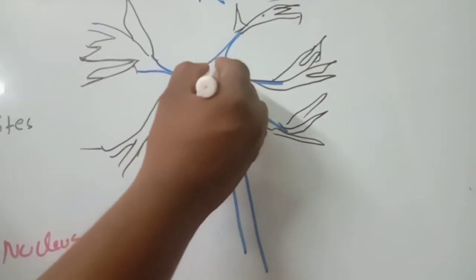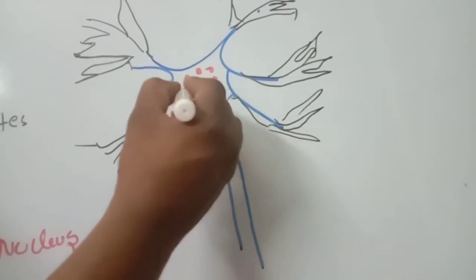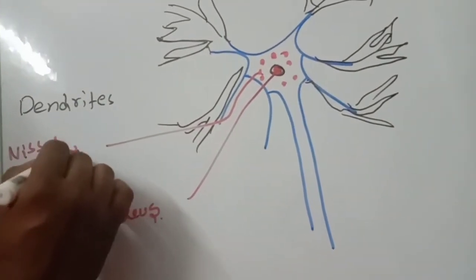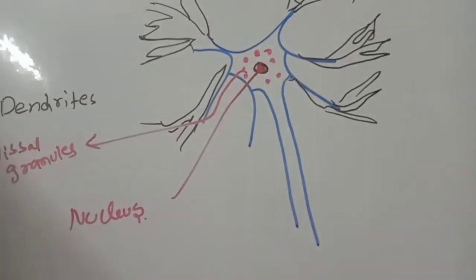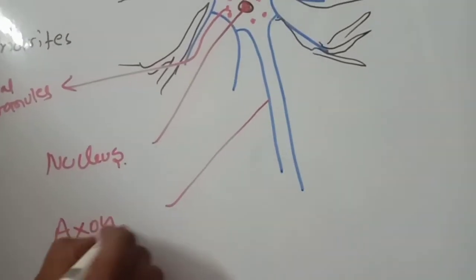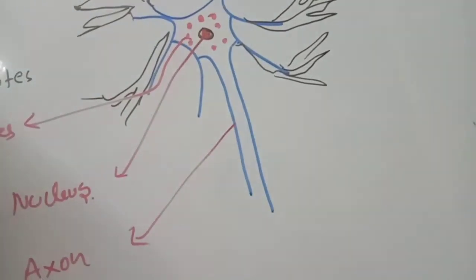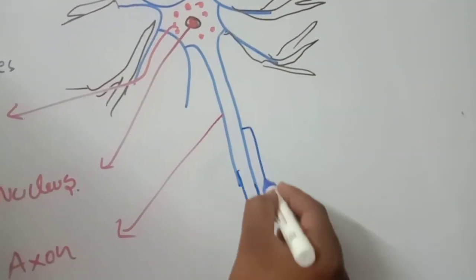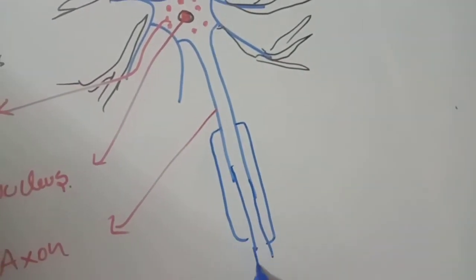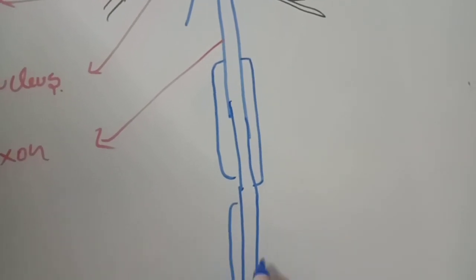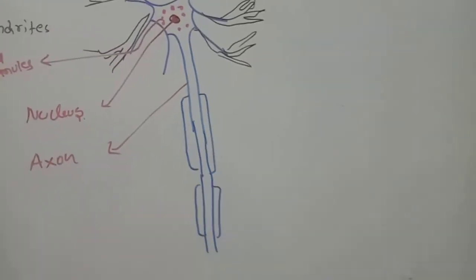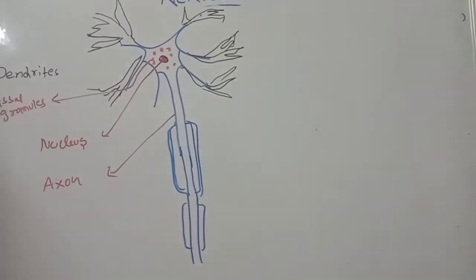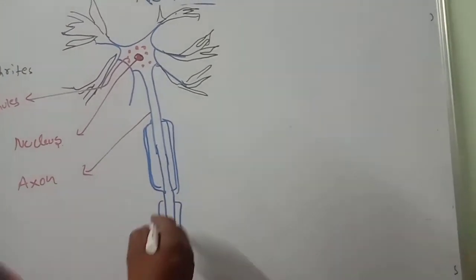They are surrounded by very important structures, which will be called Nissl granules. This word you should remember. And this is called the axon. The axon is surrounded by the very important myelin sheath. That particular sheath is called the myelin sheath. And above that, there is the neurilemma, I said, or not? Neurilemma.